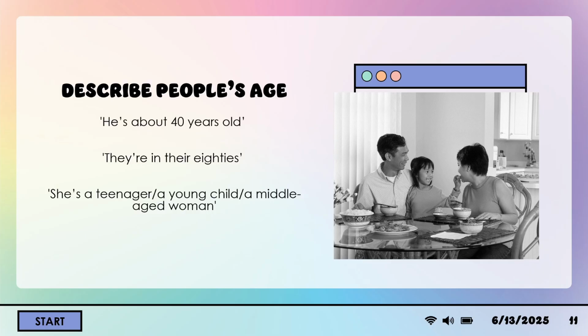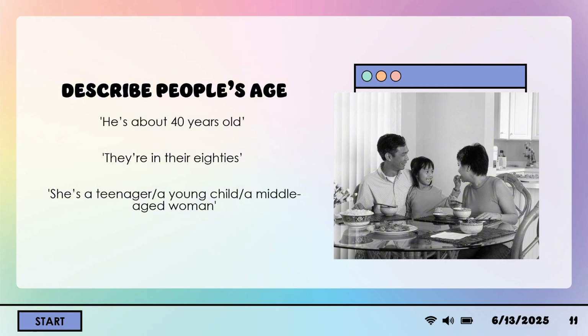So like this one, describe people's age. So based on what you see, okay, the people are the most important part of the picture. Okay, the foods are not relevant right now, but you can describe it. But for now, you want to describe the people because you think that they are the most important parts of the picture. So you can describe their age. Maybe he is around 40, 50 years old. Maybe based on the way that this looks, maybe they are in the 80s.